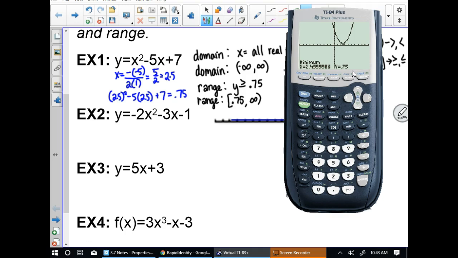Okay, so let's look at the next one. Let's graph y equals negative 2x squared minus 3x minus 1.